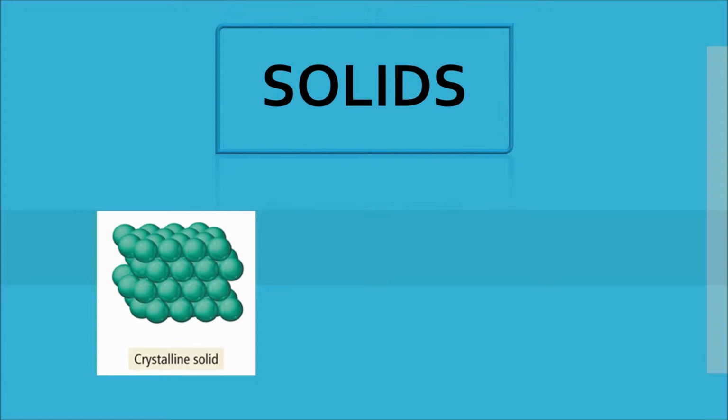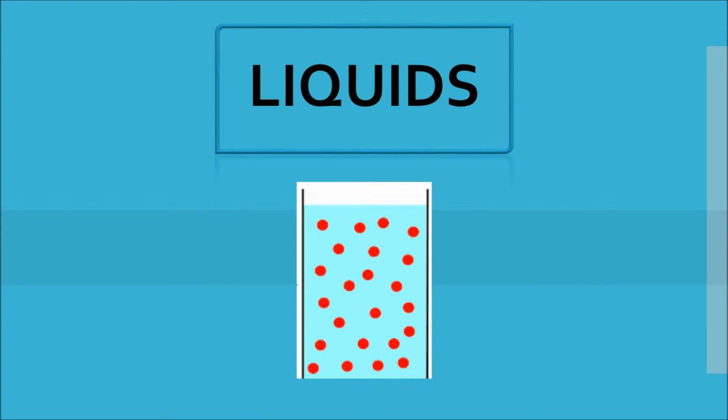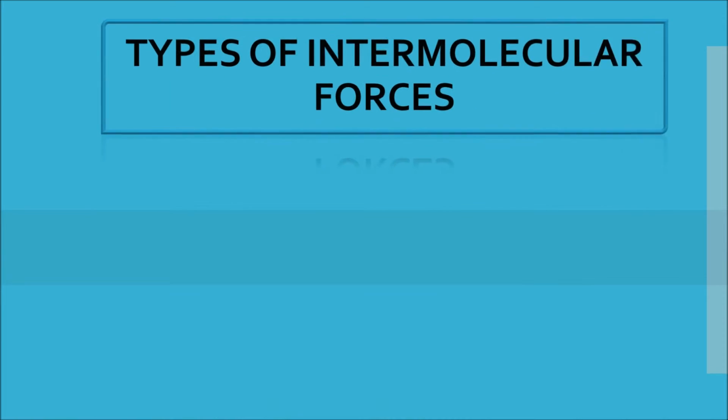Now, if you look at solids, they are tightly compact crystalline structures that are difficult to compress. They have a regularly shaped and ordered structure. Those are crystalline solids. There are also solids that are called amorphous solids, which do not have long range order. Liquids, on the other hand, will take the shape of their container, but you cannot compress them. And a lot of these characteristics are because of intermolecular forces.